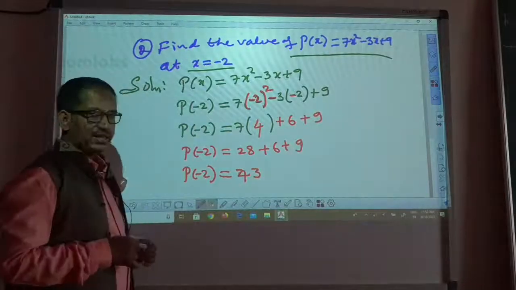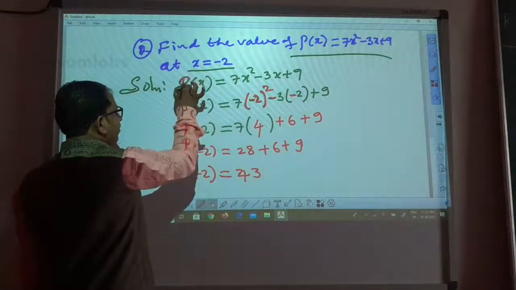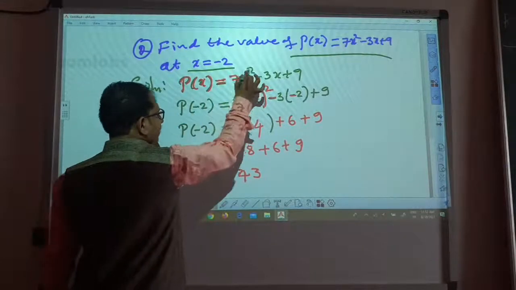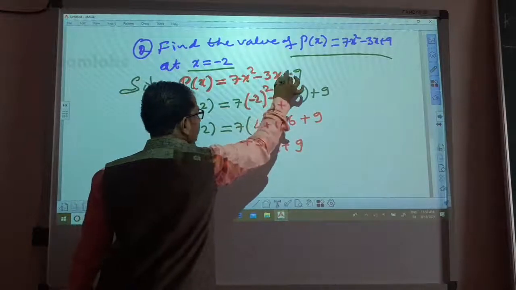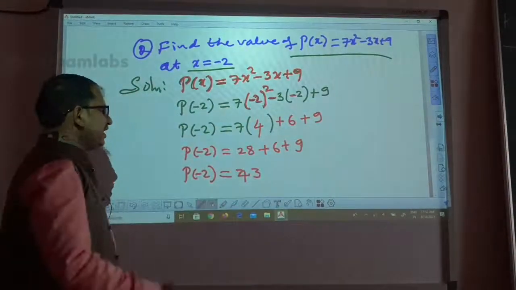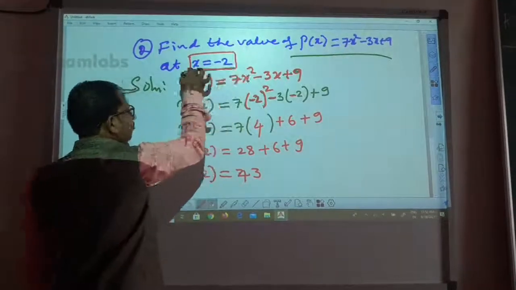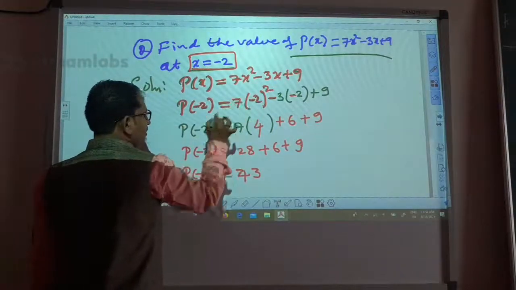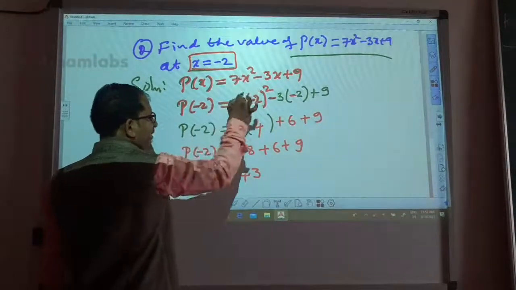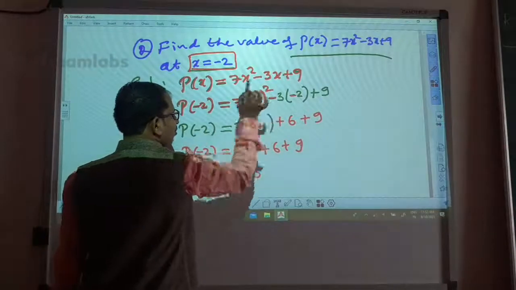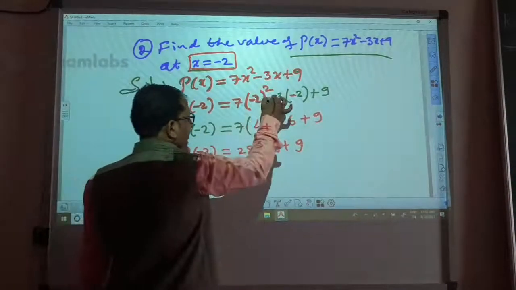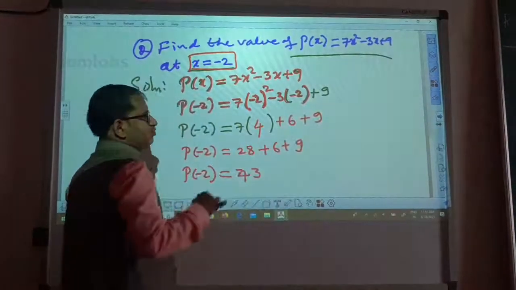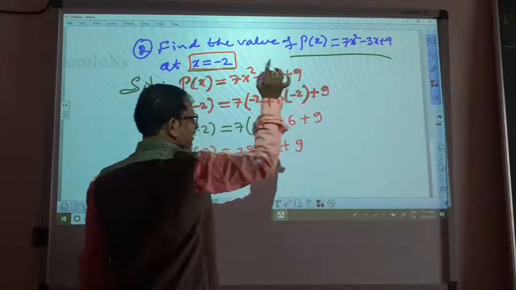Once again, I am going to explain this. They gave the polynomial p of x, right? Which is equal to, we wrote, 7x square minus 3x plus 9. That is the given thing. Next, they gave x is equal to minus 2. So p of minus 2 is equal to 7 as it is. X means minus 2, so we wrote minus 2 whole square. Then minus 3, we wrote, x value is minus 2. So we wrote minus 2. 9 is as it is, we wrote 9.